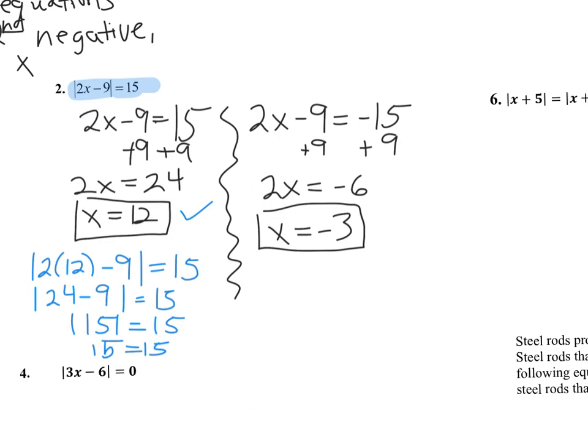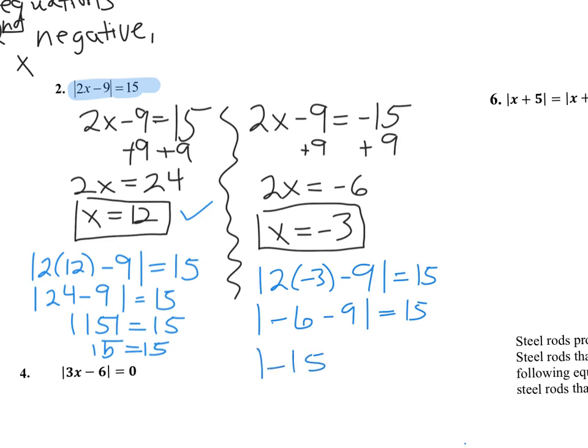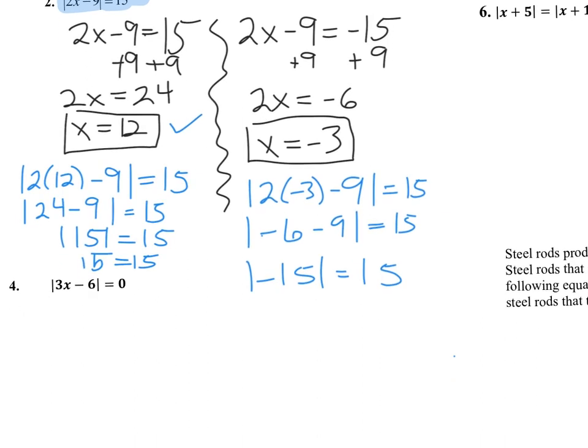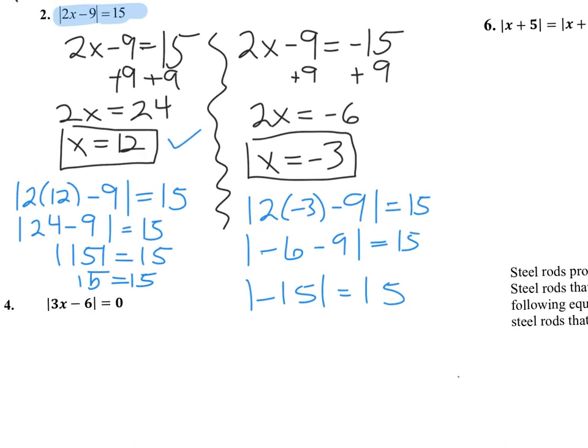So I've got my absolute value of 2 times negative 3 minus 9 is equal to 15, okay? That's going to give me absolute value of negative 6 minus 9 is equal to 15. Now, negative 6 minus 9 is going to give me a negative 15. And then when you take the absolute value of negative 15, that's going to give you a positive. So as you can see, we end up with 15 is equal to 15 still. Okay, so that is also a good answer. So once again, we have 2 solutions.